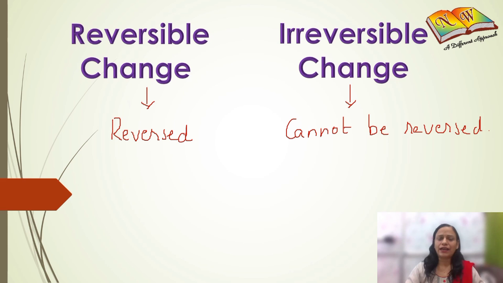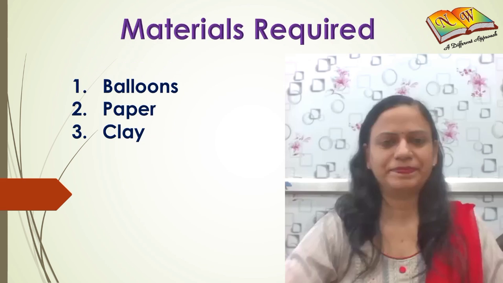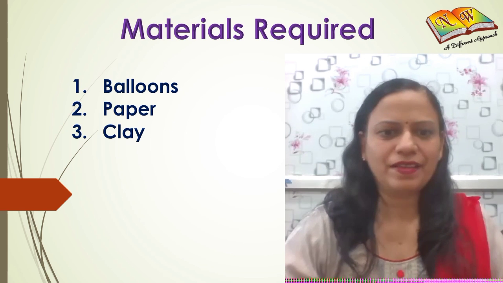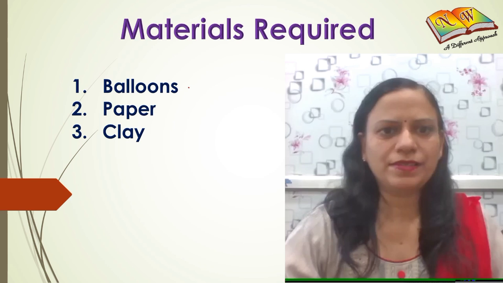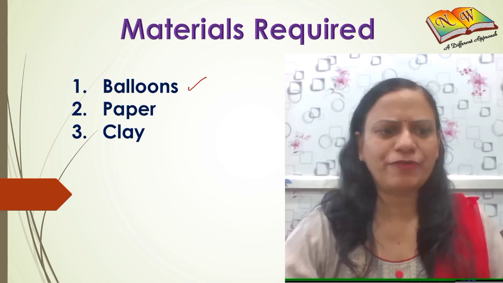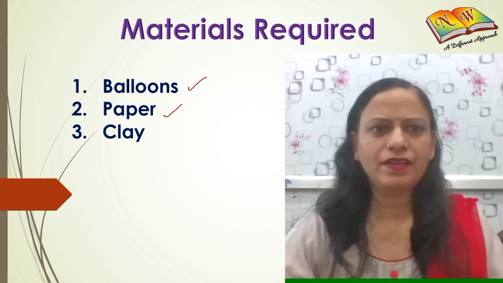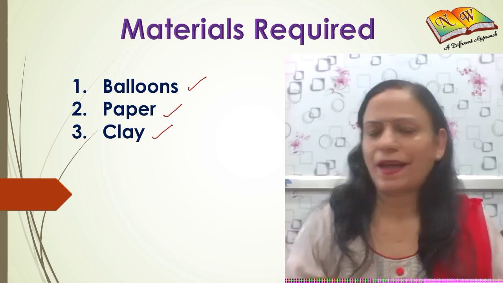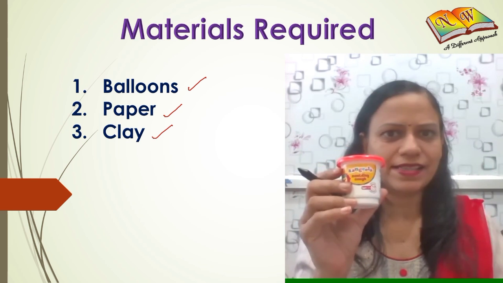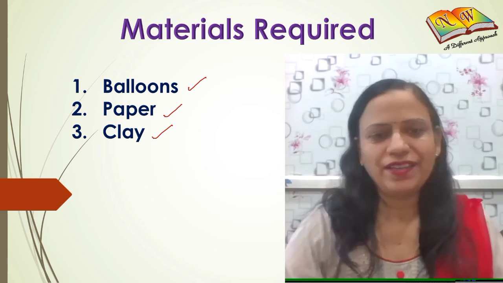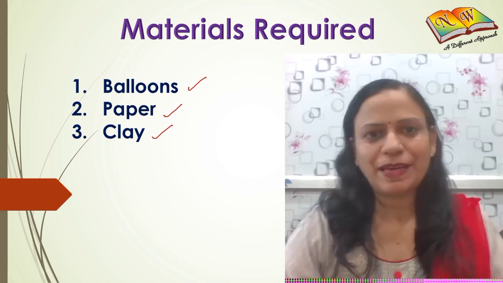Let us try and understand this with the help of some experiments. The materials we'll be requiring for this are some balloons, some pieces of paper, just like this one, and a pack of clay, something like this. So let's get started and see what we observe in the experiments that follow.